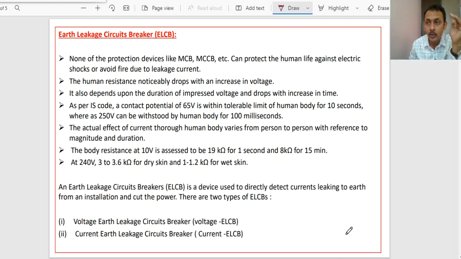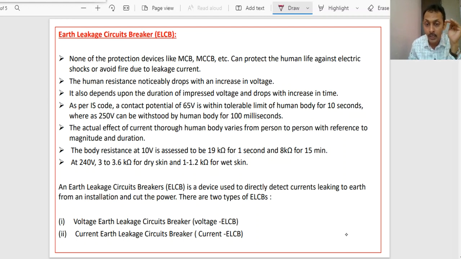Now, the magnitude of shock the person can experience will depend upon the resistance of the human body and the magnitude of the voltage difference that exists because of the leakage current, right? And the duration for which he is exposed to the voltage. So these three parameters are going to decide the magnitude of shock the person is going to experience. One is his body resistance, right? The resistance of his body.